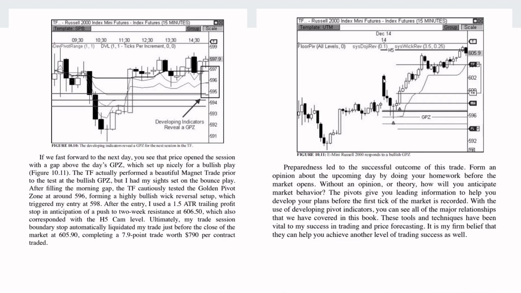Now the price reversed back to the CPR at the golden pivot zone, formed a wick reversal setup, and then started moving towards this next pivot, which is the target. Clear? So this is what has been explained with the concept of developing indicators.